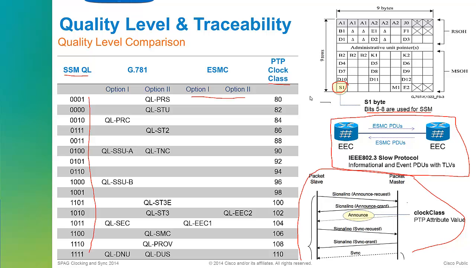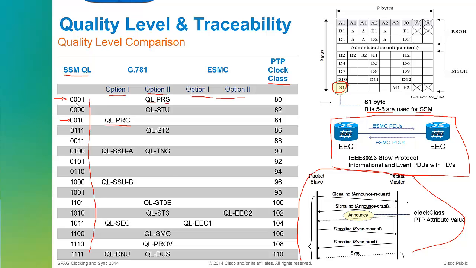So what you can see there also is a basic ability to translate between these various versions. If you're getting an SSM quality level of 001, that means you're in an ANSI network and you're getting PRS. If you get a 010, it's an ITU network and you're getting PRC. So if you're connected to, option 2 here is ANSI, option 1 is ITU.